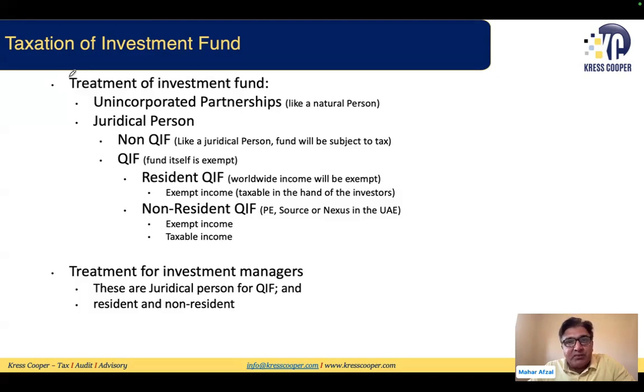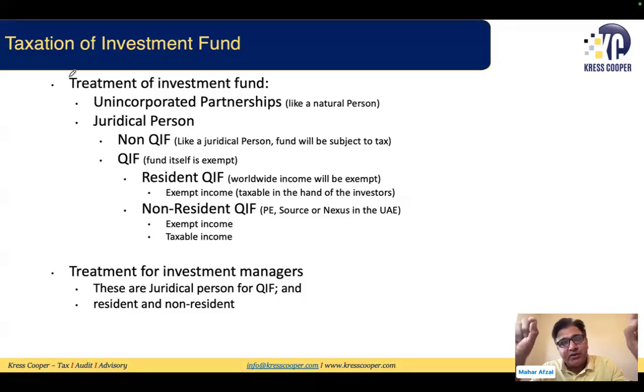When this income is being subject to tax in the hand of the investor, think like this: the fund is only a special purpose vehicle. If the fund is getting exempt income, it means the investors are getting exempt income. If the fund is getting taxable income, it means the investor is getting taxable income. So any income that is exempt in the fund, the same income will be exempt in the hand of the investor as well. If the income is subject to tax, the same income will be subject to tax in the hand of the investor as well.